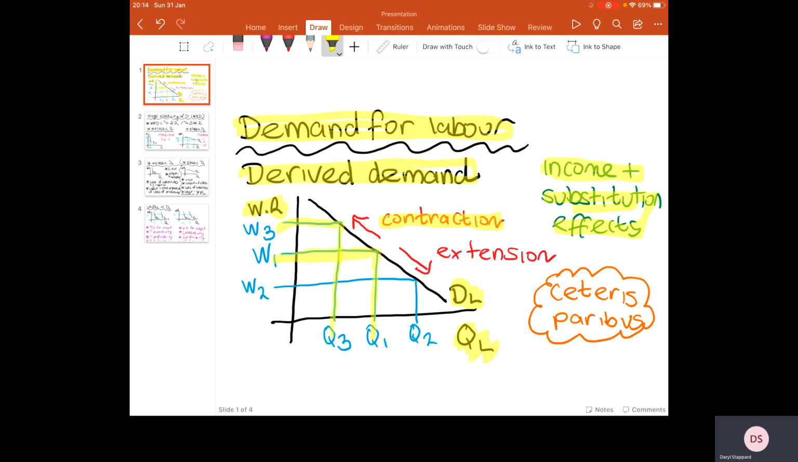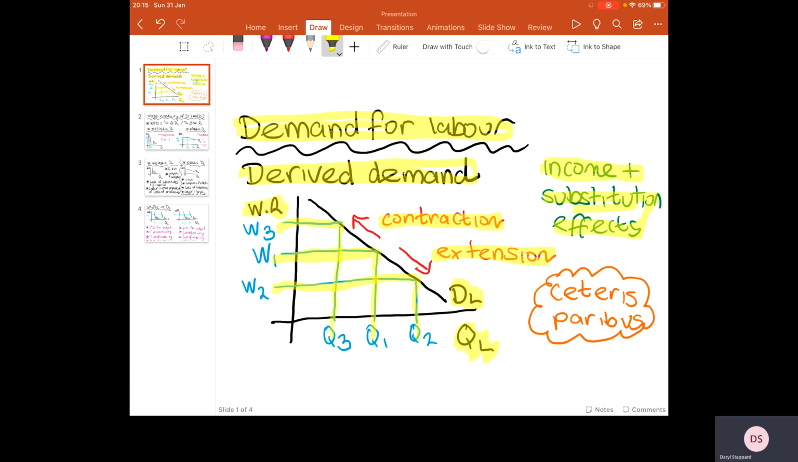Now clearly, if wage rates were to fall from W1 to W2, this time we will get an extension in the demand for labour. So as wage rates fall, firms will increase their demand for workers across the economy. And again, this is due to the income and substitution effect. The income effect would say that as workers become cheaper to employ, it would lower the cost of production. And that will therefore mean it's now more profitable to employ workers. So that increased ability to make profits would extend their demand for workers.